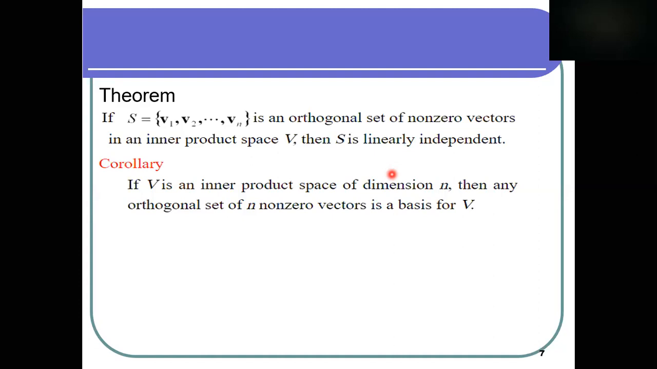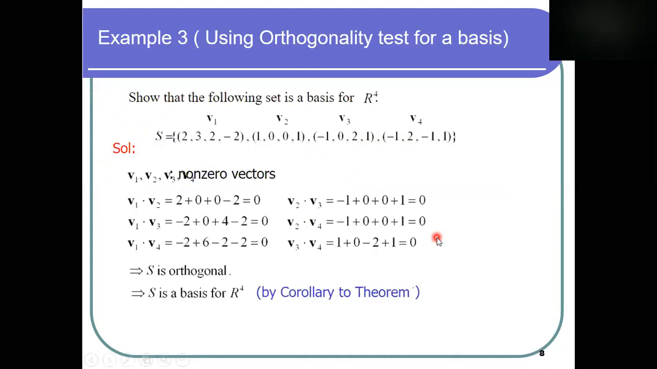But this corollary of the theorem gives another idea. It ensures that if you have a set of orthogonal vectors, they will always form a basis for the vector space V. Let us check whether these form a basis for R4 or not. These are four vectors from R4, the set S is a subset of R4.